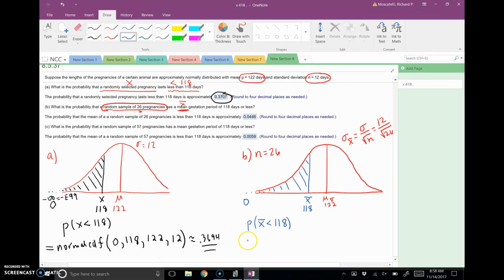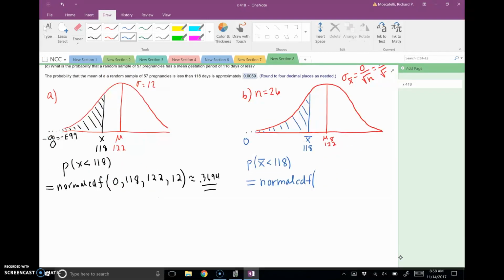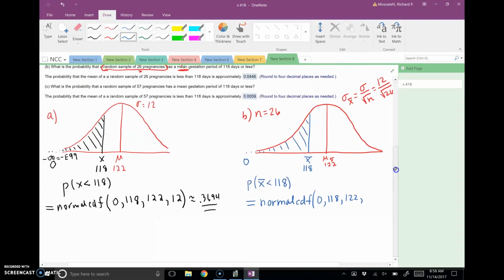Mechanically, you're going to work this exactly the same way. It's going to hardly feel different. So normal CDF. Lower bound of shade 0, upper bound of shade 118. Again, the first two inputs describe the shaded region. The next two inputs describe the shape of the distribution. So the mean is 122, and the standard deviation this time is actually the standard error, which is 12 over the square root of 26.